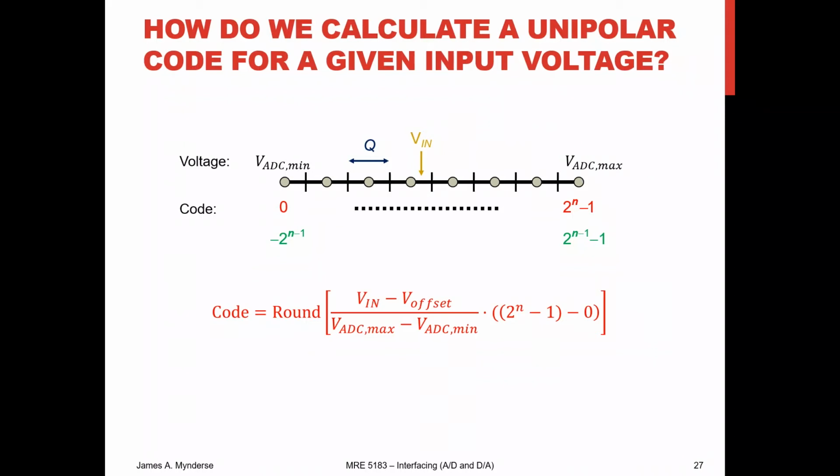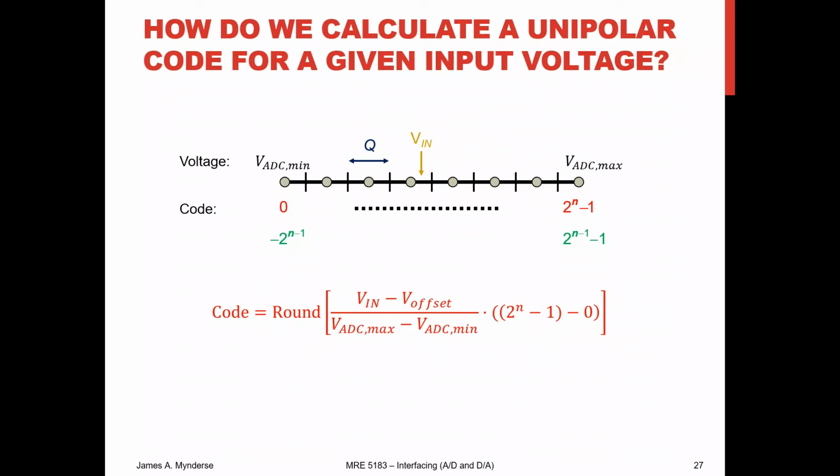We're mapping a point on one side of the number line to a point on the other side of the number line. So if we think about this in terms of the distance between the input voltage and the offset compared to the entire range, that's going to be the difference between Vn and V offset divided by VADC max minus VADC min. We can divide that by the difference between 0 and our appropriate code, 2 to the n minus 1 minus 0, which is our total range.